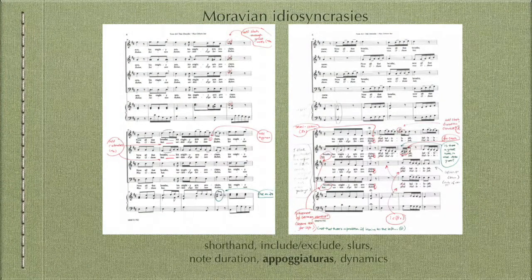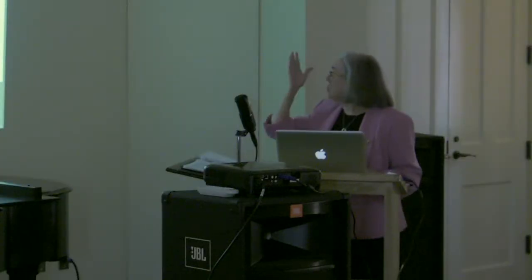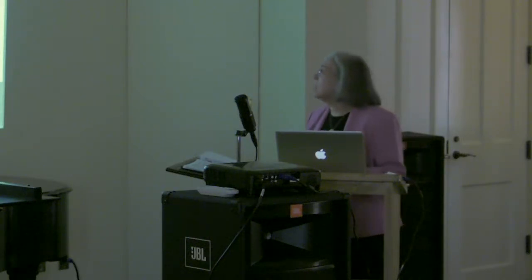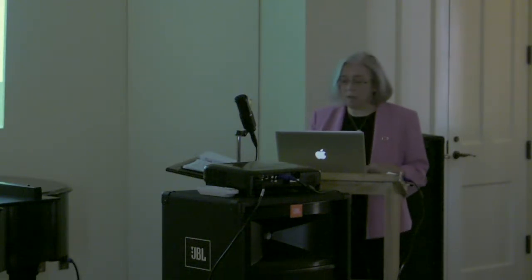And appoggiaturas are something we come across in Moraviandom a lot. That's where you've got the accented grace note on the beat, and you just make sure they're there, and make sure they're all the same. Is it an appoggiatura? Is it a grace note? That kind of thing.